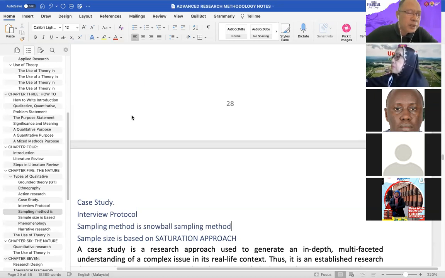So it depends, you can add to your objective, okay? Besides comparing the role of the Sharia Advisory Council, you can also add a second objective, for example, to examine the operational procedure of offering Islamic financial institutions products, right?